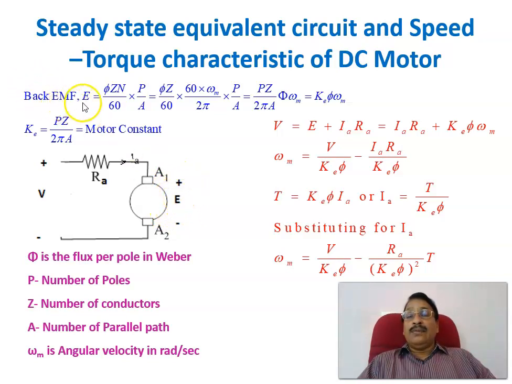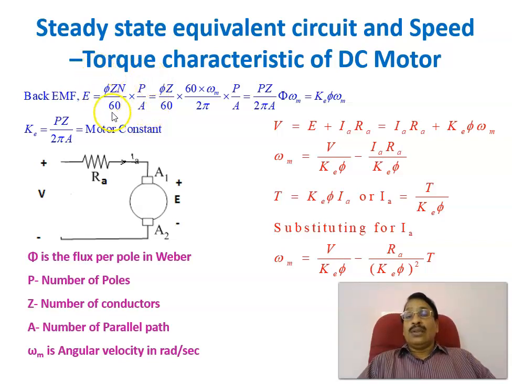induced voltage, back EMF is equal to phi Zn divided by 60 into P by A, where phi is the flux per pole, that is in Weber. Z is the number of armature conductors. N is the RPM, rotation per minute, and P is the number of poles, and A is the number of parallel paths. If it is a lap winding, A is same as the P, and if it is a wave winding, number of parallel paths is equal to 2.